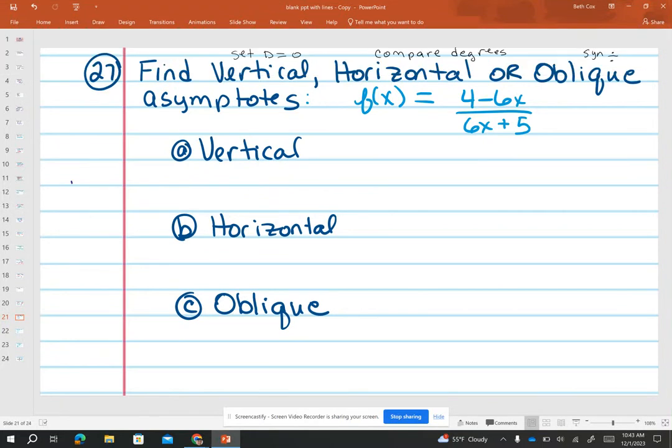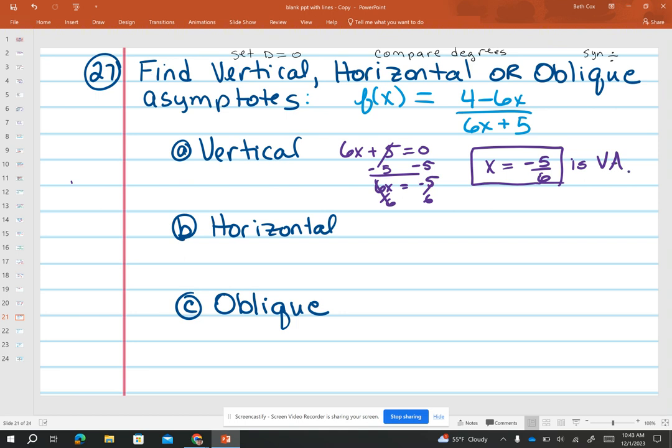So the vertical, I'm going to do 6x plus 5 equals 0. Subtract 5 on both sides. Divide both sides by 6. I get x equal -5 over 6 is a vertical asymptote. There's no holes here.